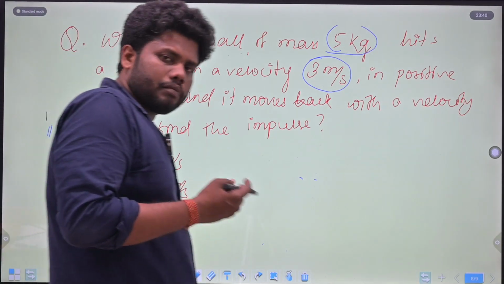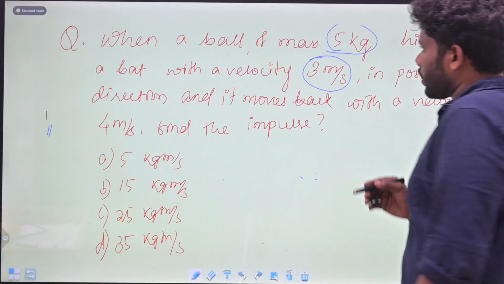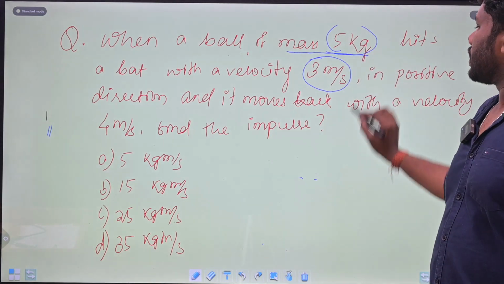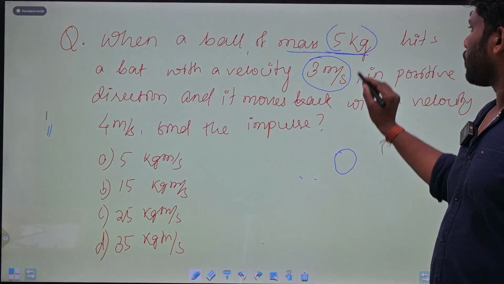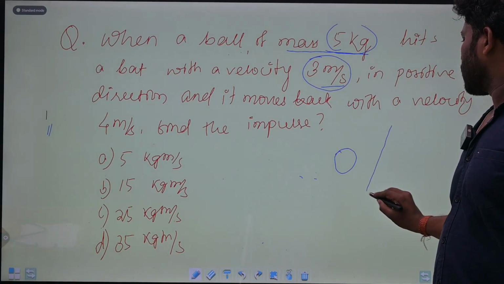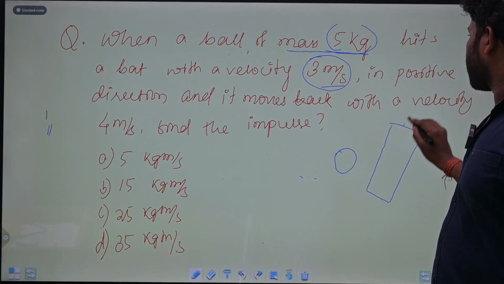Now let us go for some problems or MCQs in the form of numericals. A ball of mass 5 kg hits a bat with a velocity of 3 meter per second.